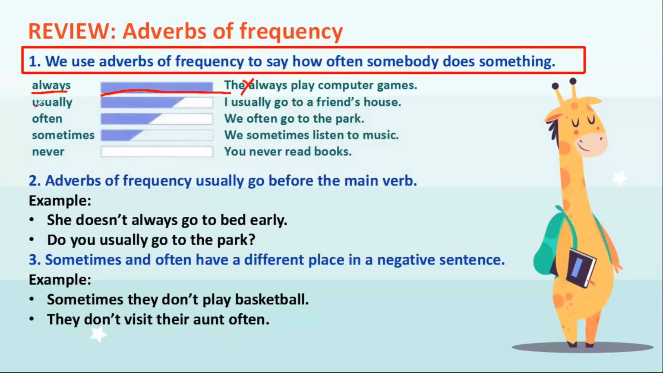We have here usually. That is next. Okay, first, always. Second, usually. I usually go to a friend's house. When you say often, that is next to usually. We often go to the park, not always. When you say sometimes, I sometimes listen to music. That's rarely. When you say never, that is not at all. So there's no purple line here. So you never read books, or I never read books.